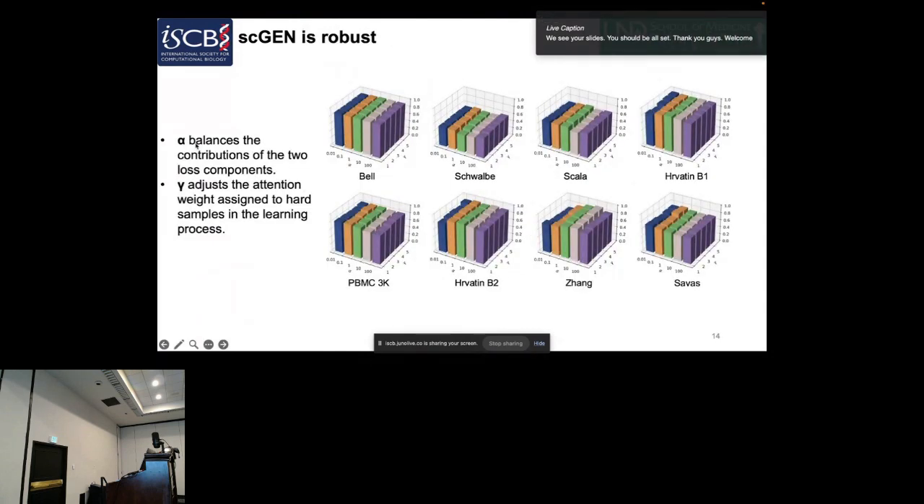And our scGEN has 2 parameters. Alpha balances the contribution of the two loss functions, and gamma adjusts the attention weight assigned to hard samples in the learning process. After exploring a comprehensive parameter space, we discovered that the performance remains stable across most datasets. This demonstrates scGEN's inherent robustness without requiring extensive parameter tuning.